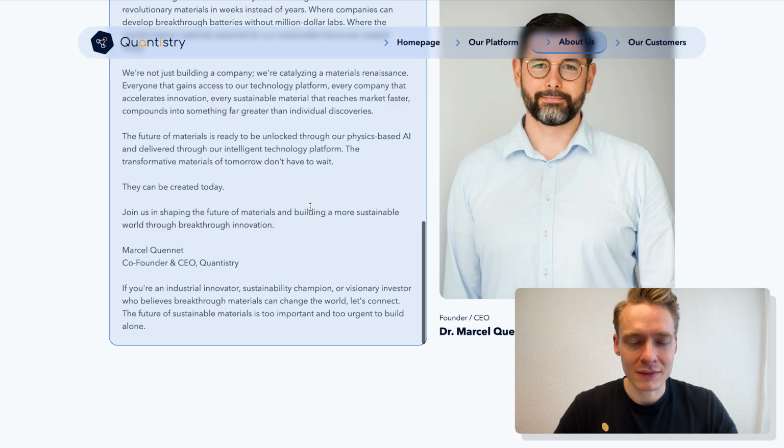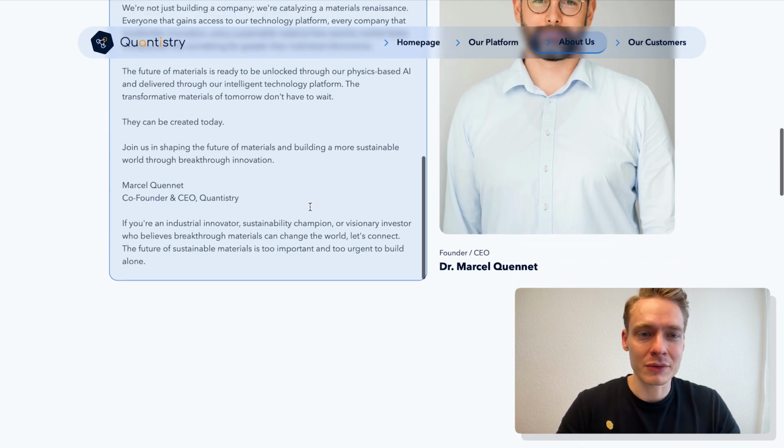Everyone that gains access to our technology platform, every company that accelerates innovation, every sustainable material that researchers make faster, compounds into something far greater than individual discoveries. The future of materials is ready to be unblocked through our physics-based AI and delivered through our intelligent technology platform. The transformative materials of tomorrow don't have to wait. They can be created today.